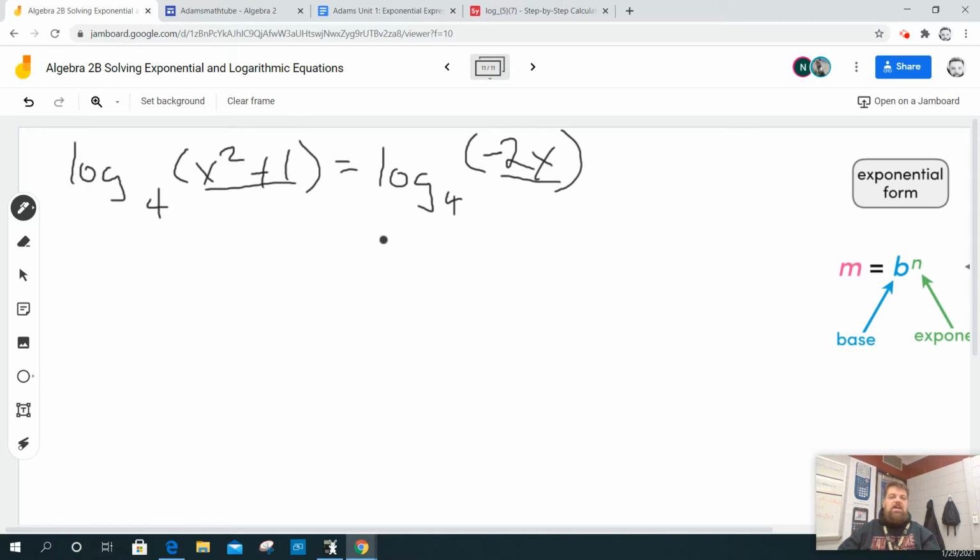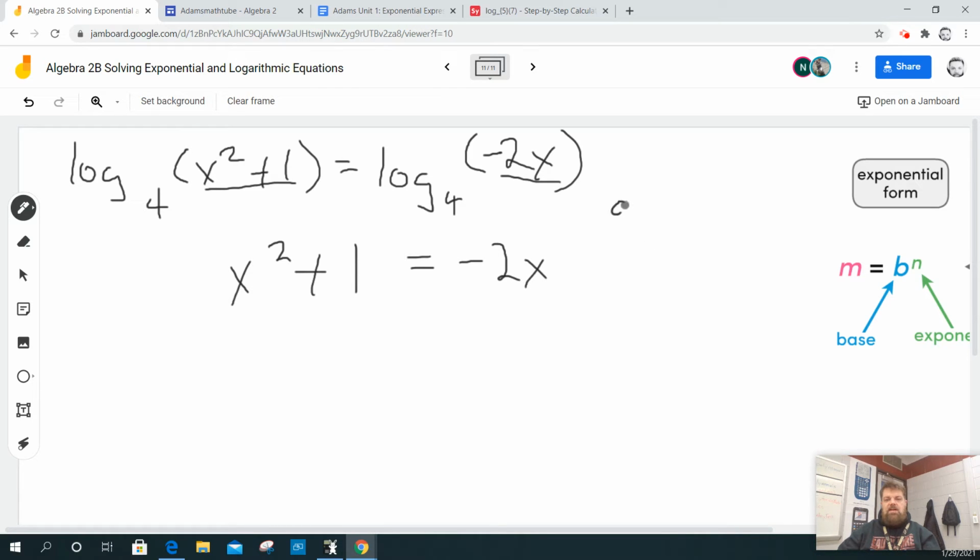Now there's a way that I can get rid of the log because the inverse undoes what's being done. I mean, there's lots of ways to do it, but basically, if they're going to be equal, this 2x has to equal x squared plus 1. So let's just do that. X squared plus 1 is equal to negative 2x.